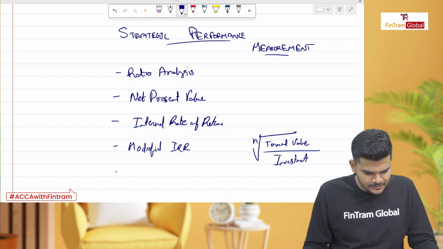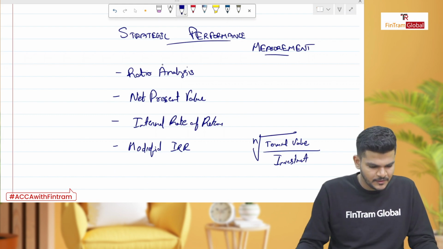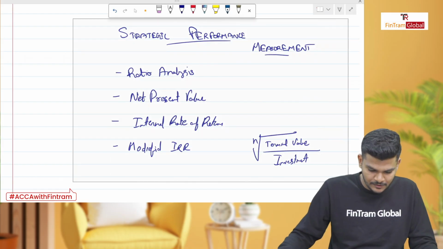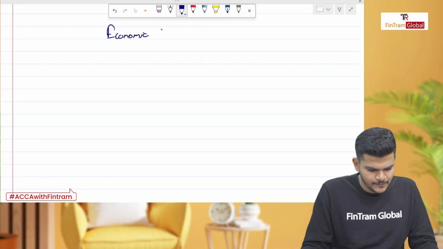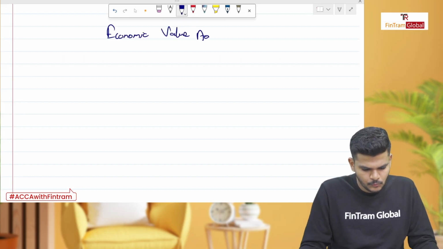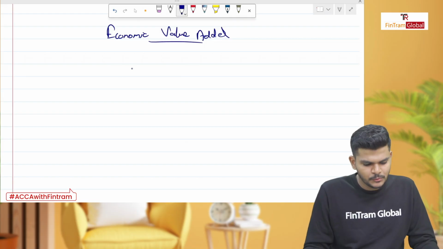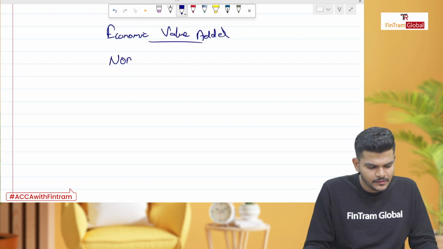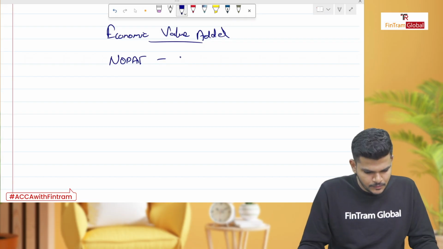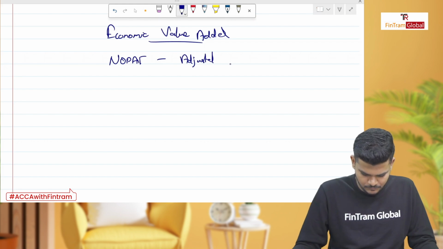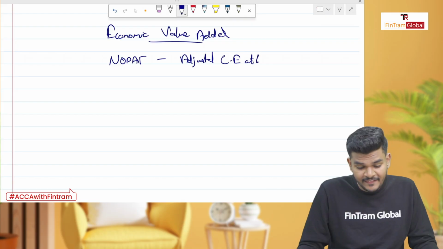And of course, there is the economic value added, which is the other aspect. Now this is a really, really important measure, right? So I'm just going to write it separately as well. Economic value added. So what is the equation, guys, for economic value added? NOPAT minus adjusted capital employed at the beginning of the year.